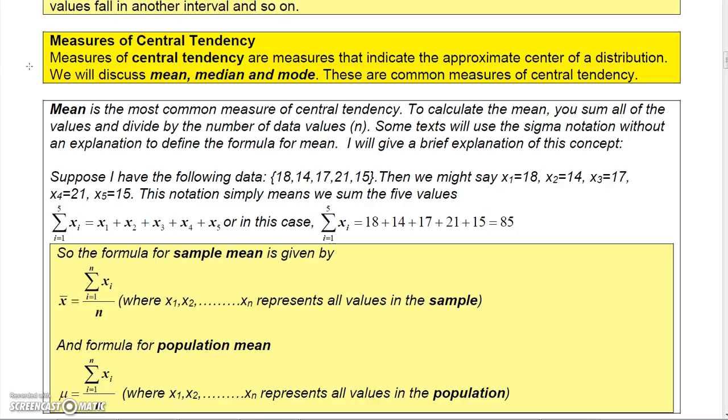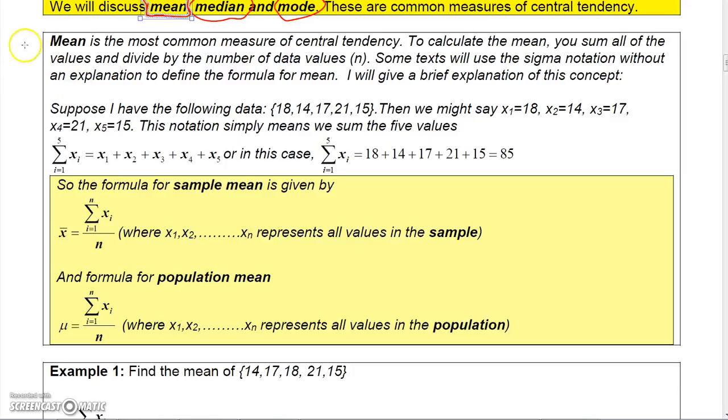Okay, let's talk about some statistics that involve central tendency. The most popular measure of central tendency is the mean, and the mean is known as the average or the expected value. The median can be used sometimes, and the median finds the middle point of a data set, and the mode tells you the one that occurs most frequently.